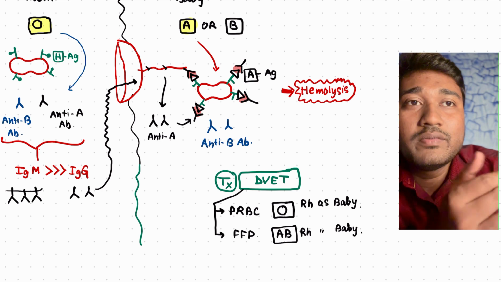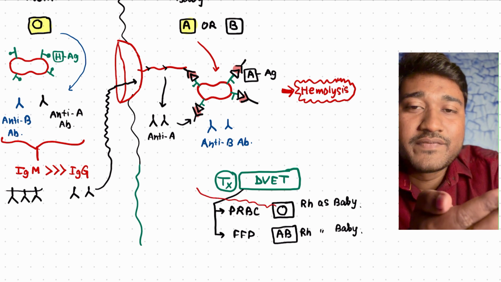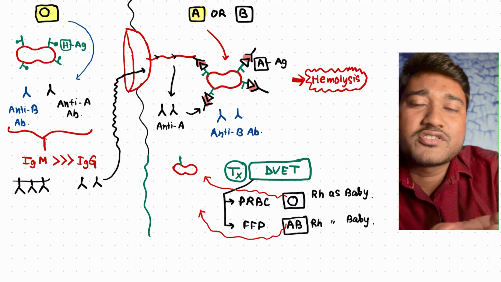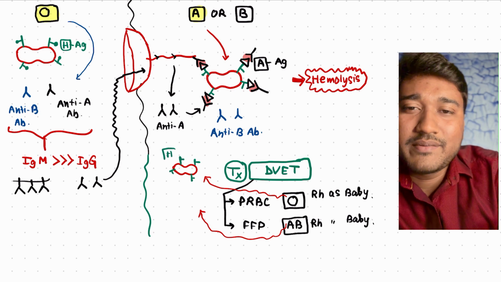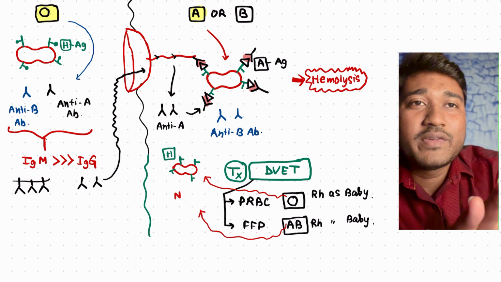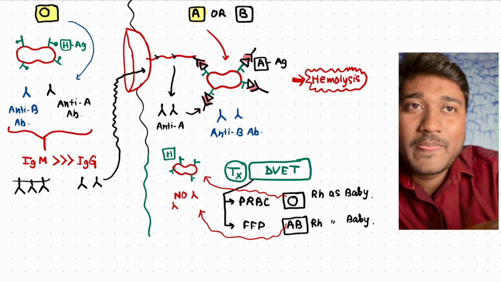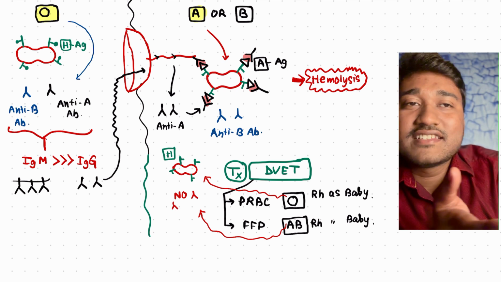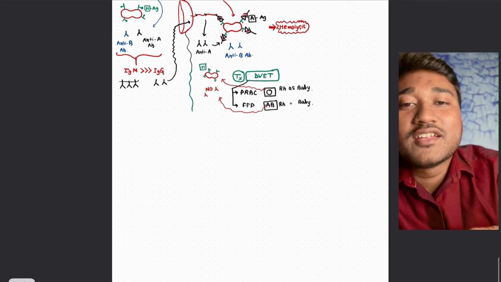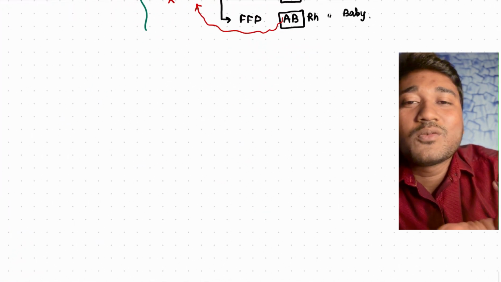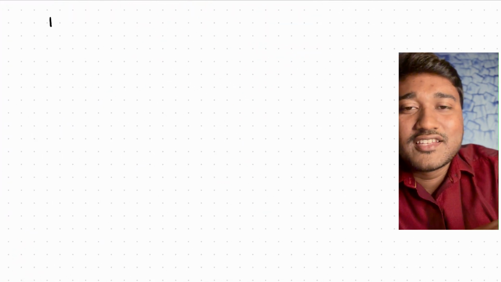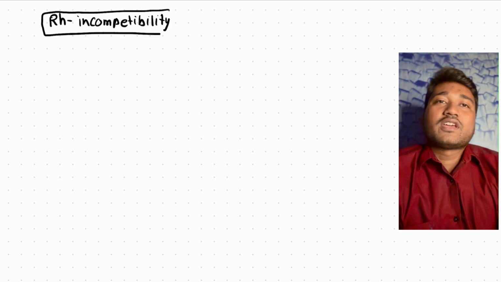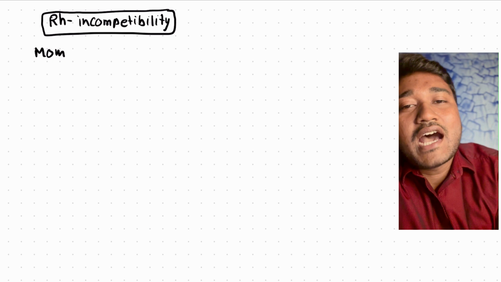Okay, so the baby will be given O blood group PRBC and AB FFP, and also the Rh same as the baby. If positive, give positive. If the baby has negative, give negative. So O means there is no antigen, only H antigen, no A or B antigen. And AB means there is no antibody, no anti-A, no anti-B. Automatically you can understand that if there is hemolysis, it will be treated like this. Okay, now let's discuss Rh incompatibility.